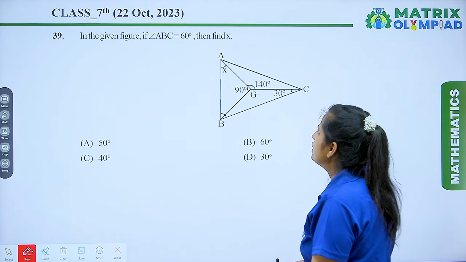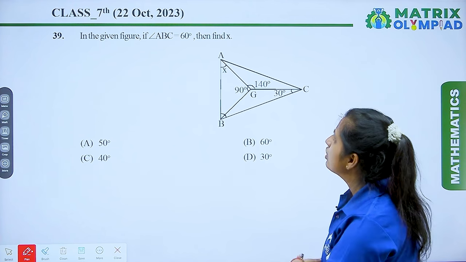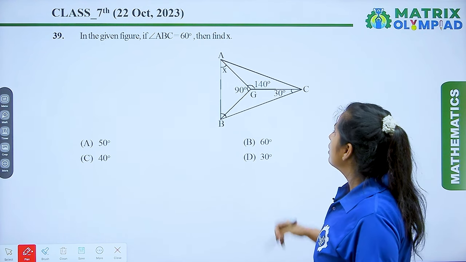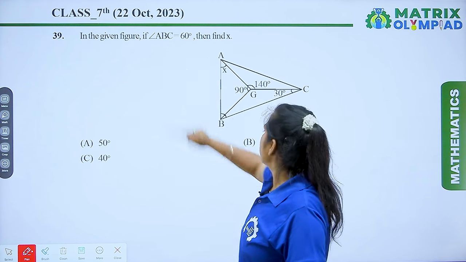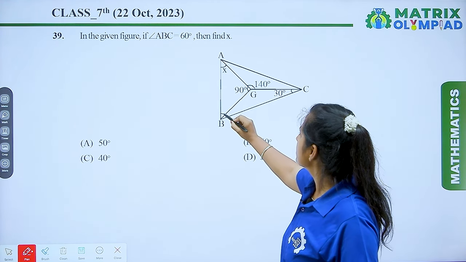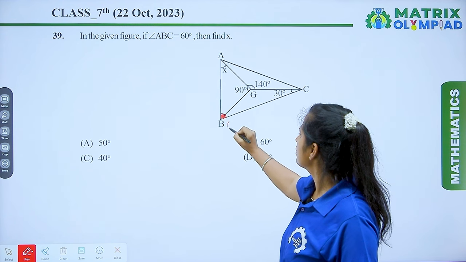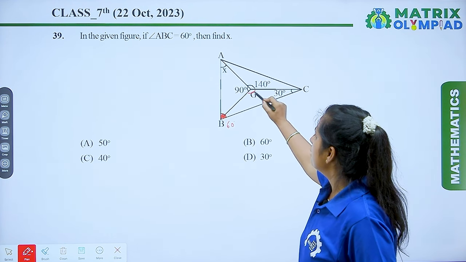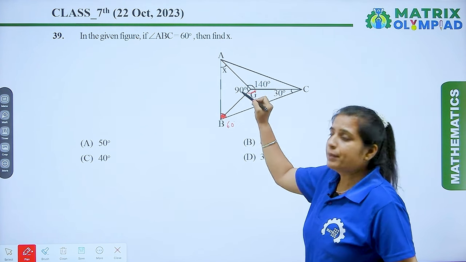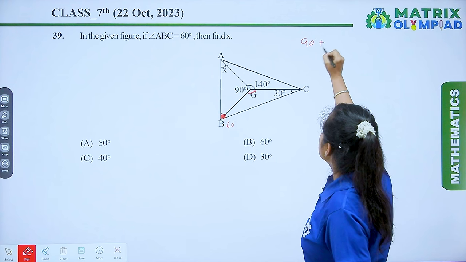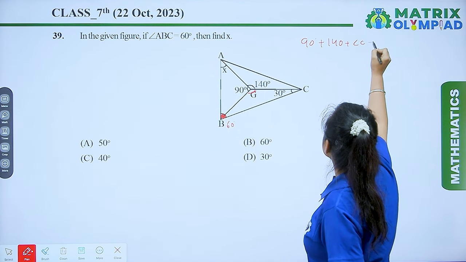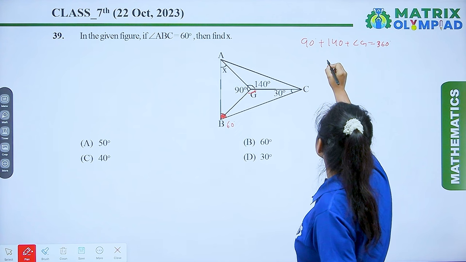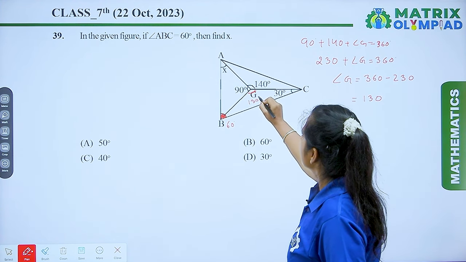Now the next question is question number 39. In this question, we have to find the value of x. Here is the angle x. Now in the figure, angle ABC is given to us, ABC is 60 degrees. So this angle is given to us, 60 degrees. Now we are going to find angle G first. We know that it is a complete angle. So 90 degrees plus 140 degrees plus angle G is equal to 360 degrees. Here angle G is 130 degrees.